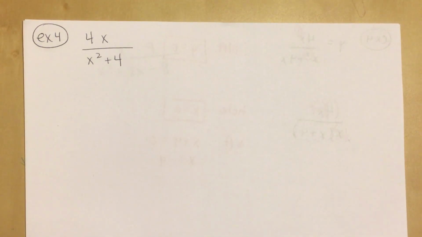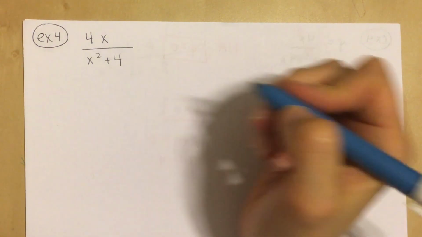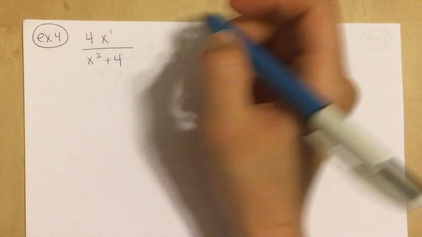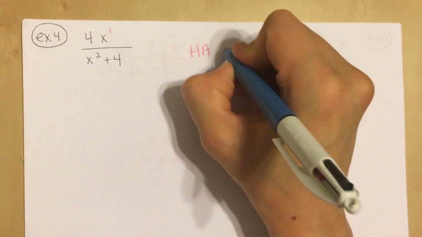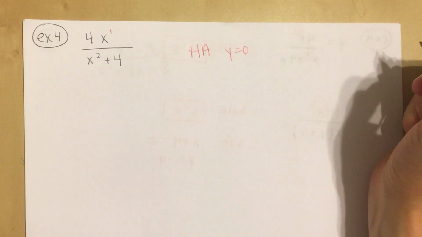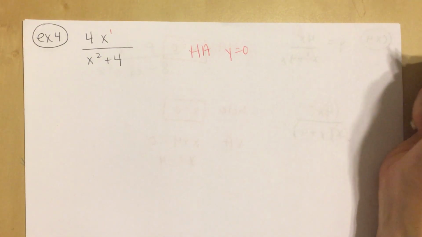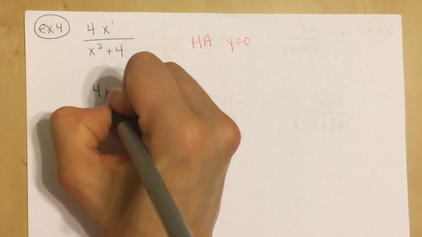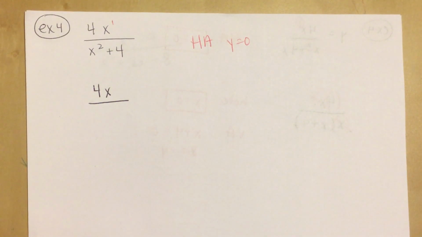y equals 4x over x squared plus 4x. Horizontal asymptote: you have to compare your degrees here. Degree 1 over 2. 2 is bigger, so that means my horizontal asymptote is y equals 0. If the degree is bigger in the denominator, the horizontal asymptote is 0. Now I need to factor it to come up with all my other pieces. The top doesn't factor because it's a monomial, one term.